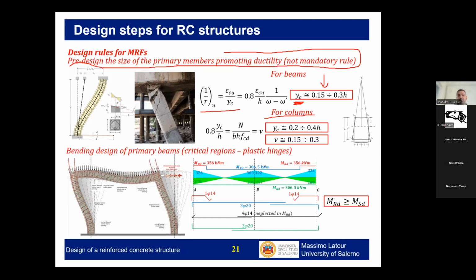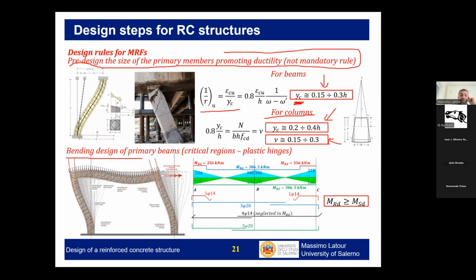For columns, similarly, I will have to limit the position of the neutral axis. Typically for columns, since we have only a critical region in the column, the criteria can be relaxed a little bit. So the neutral axis can be limited to the range 0.2 to 0.4 h. This results basically, if we apply the design rules, in a limitation of the average stress in the column between 0.15 and 0.3. This is not a design rule which is given in the code. This is just my suggestion to easily fulfill the ductility checks, as you will see.